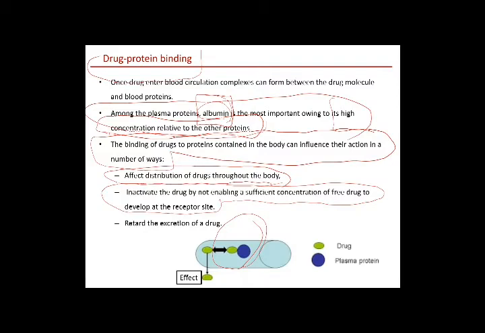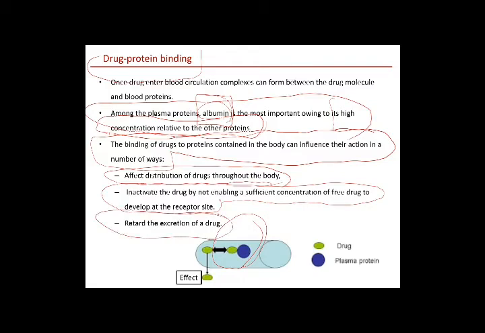The drug should be free to be effective because we intend the drug to be like itself. And if a drug is bound to something or has made a complex with something, it will not be effective. So the more the drug is protein bound, the less free drug will be available to have any effect.